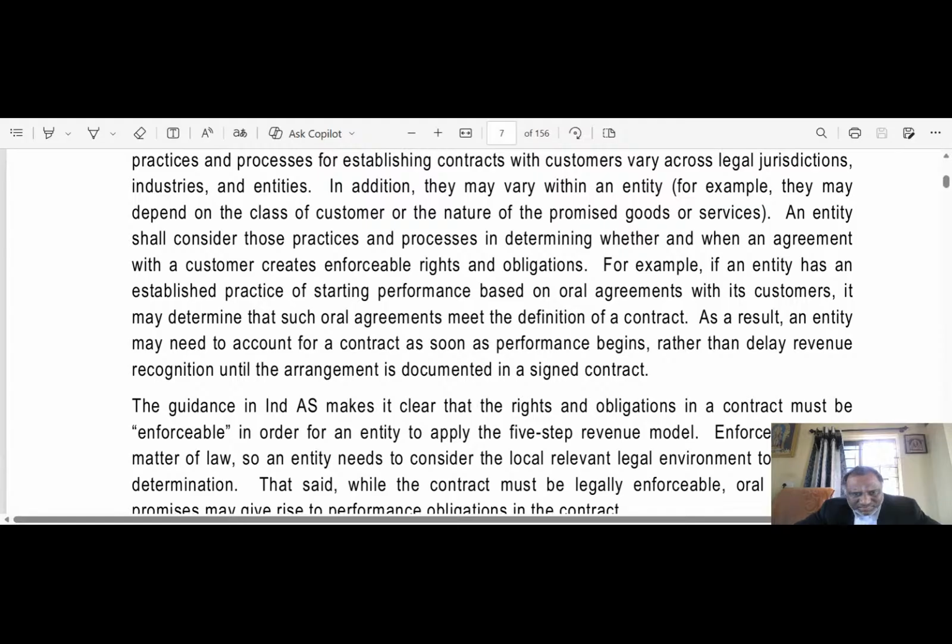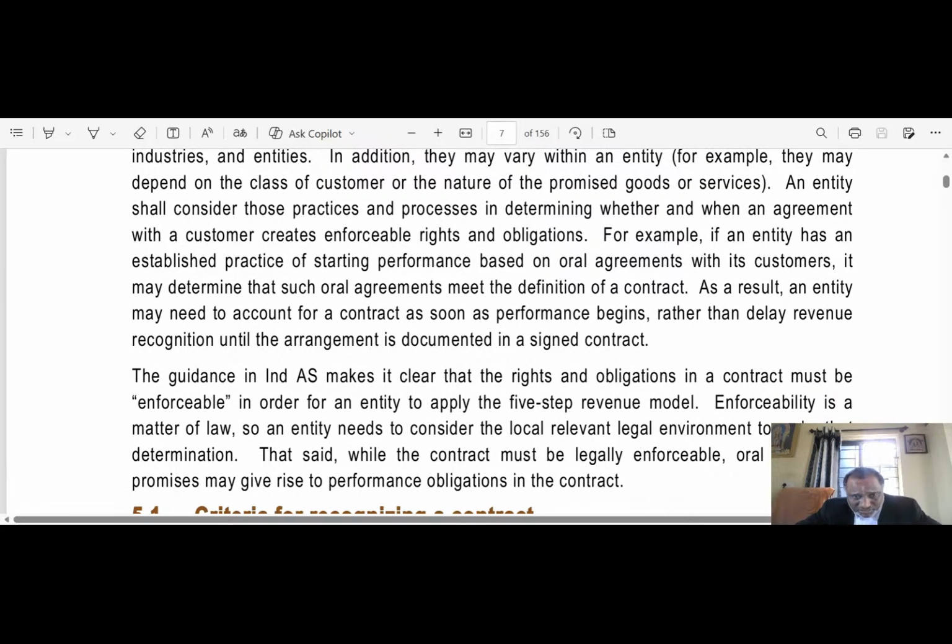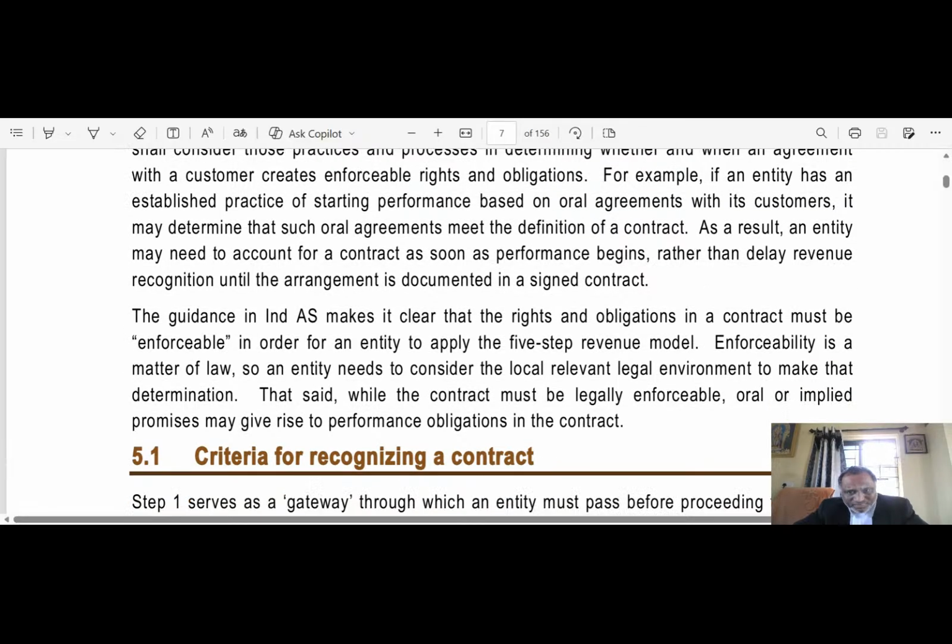The guidance in IND AS makes it clear that the rights and obligations in a contract must be enforceable in order for an entity to apply the five-step revenue model. Enforceability is a matter of law, so an entity needs to consider the relevant local legal environment to make that determination. While the contract must be legally enforceable, oral or implied promises may give rise to performance obligations in the contract.